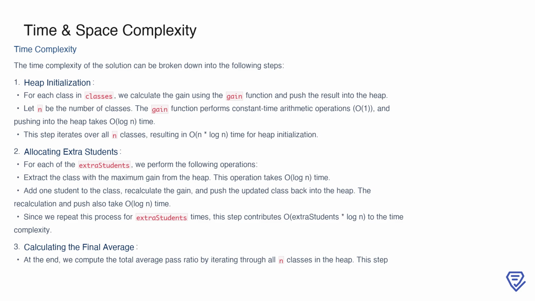First, during heap initialization, we calculate the gain for each class using the gain function and push the result into the heap. Here, the number of classes is denoted by n. Each call to the gain function involves only constant-time arithmetic operations, which is O(1). However, pushing an element into the heap takes O(log n). Since we repeat this for all n classes, the time complexity of heap initialization becomes O(n * log n).